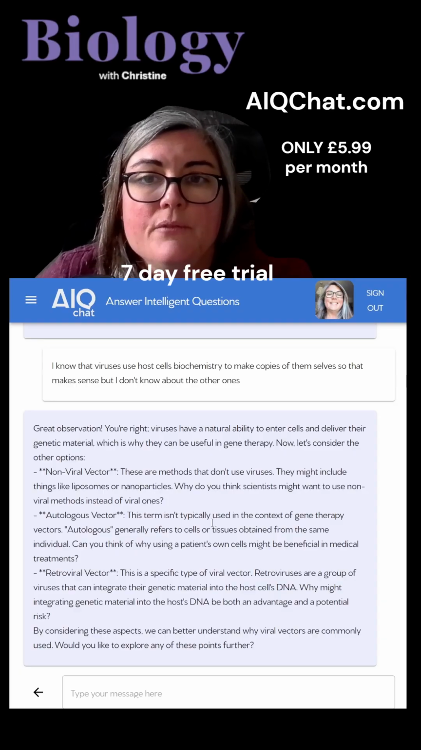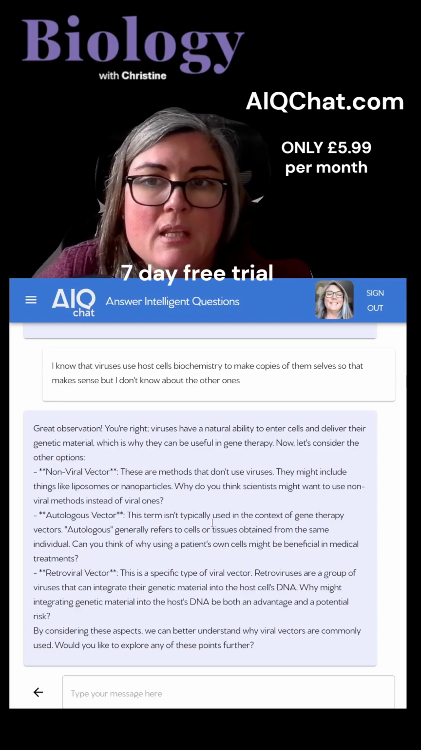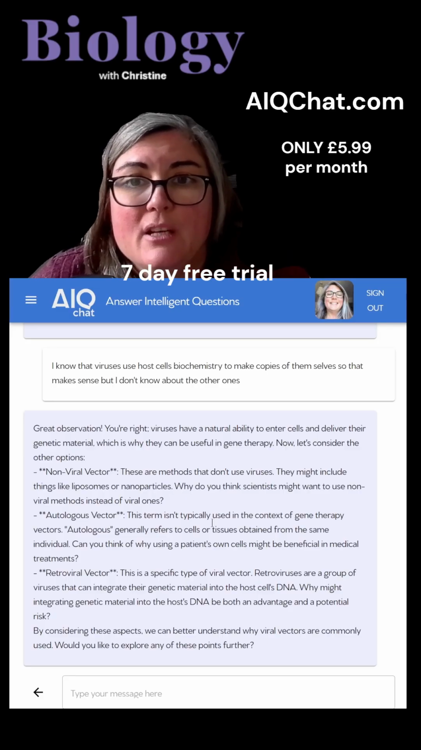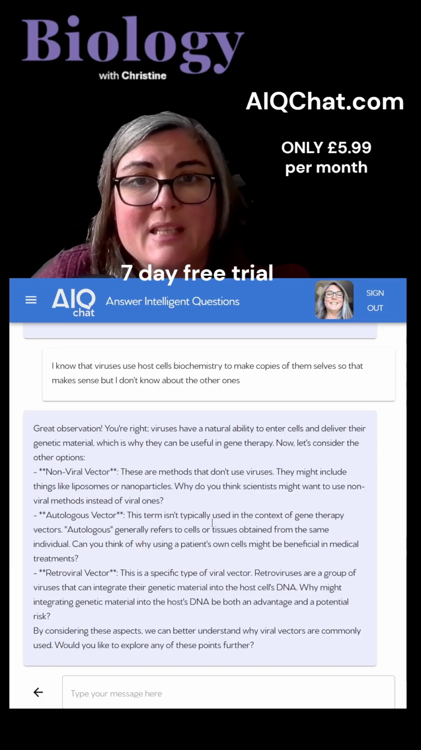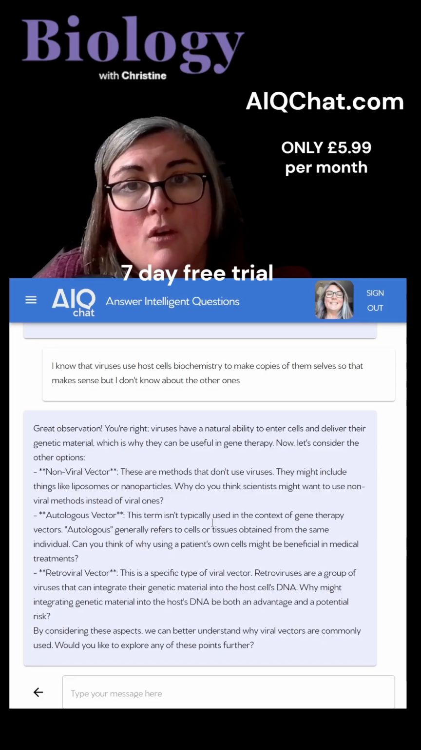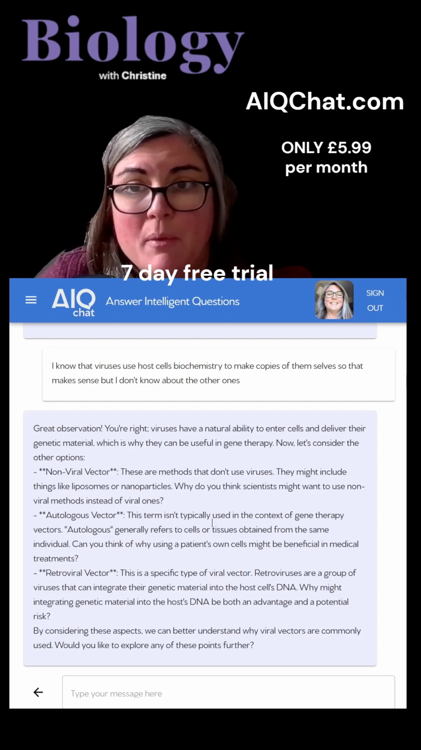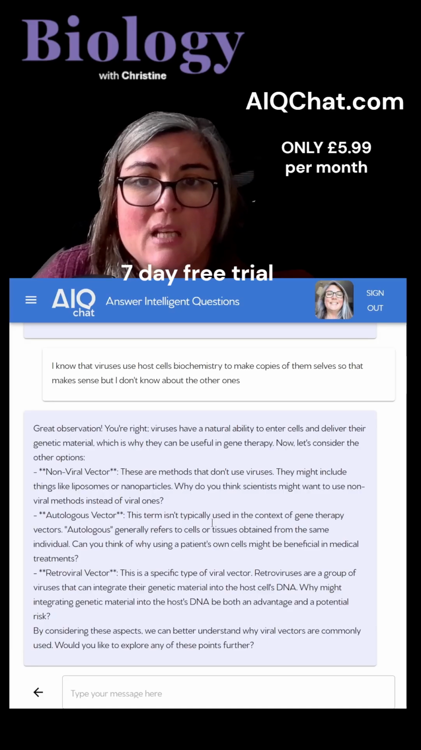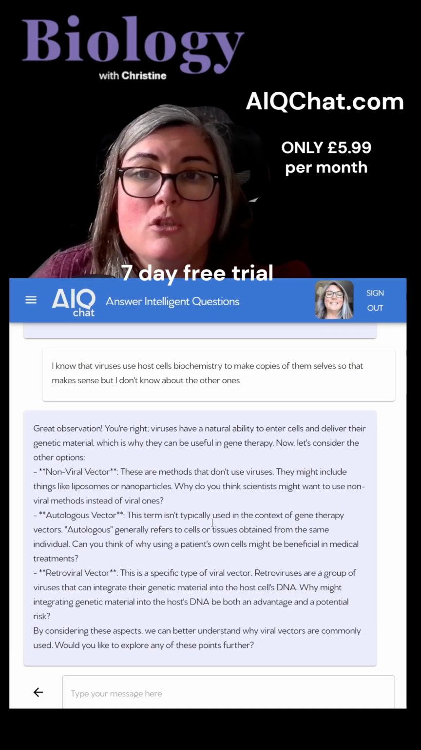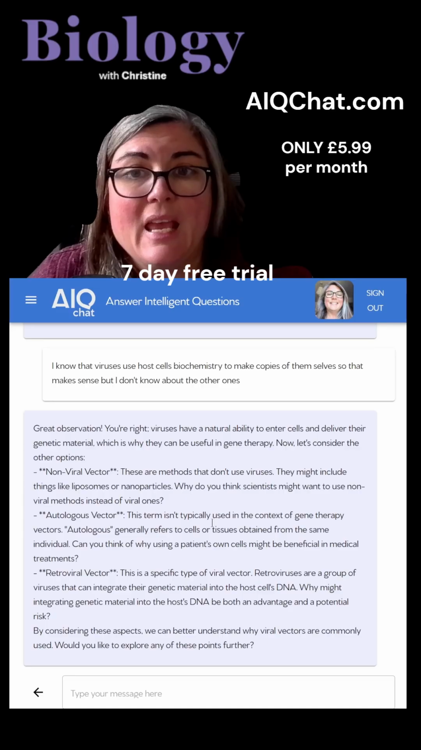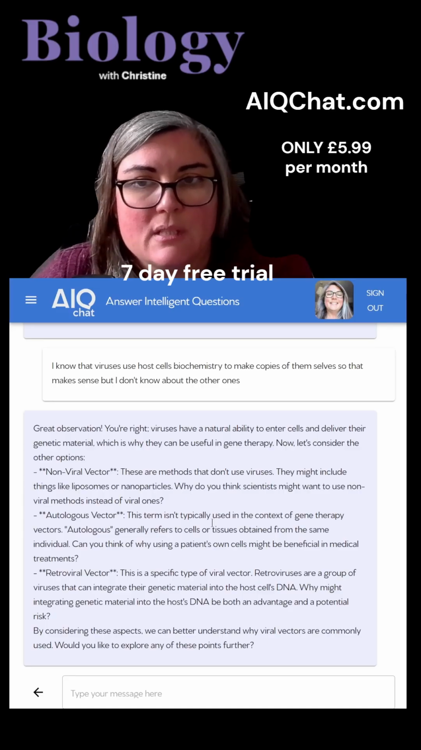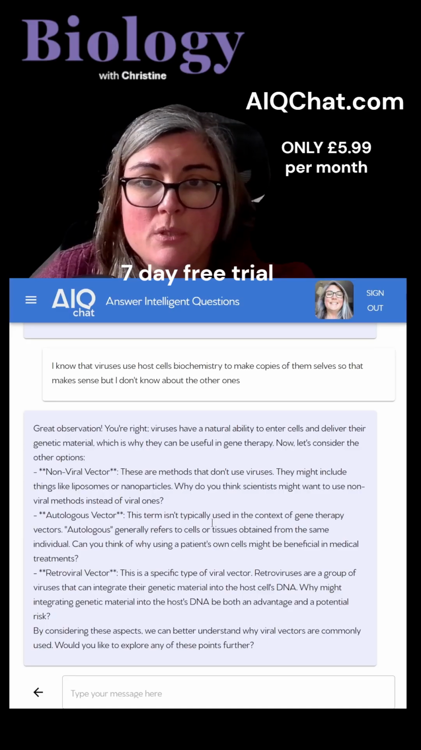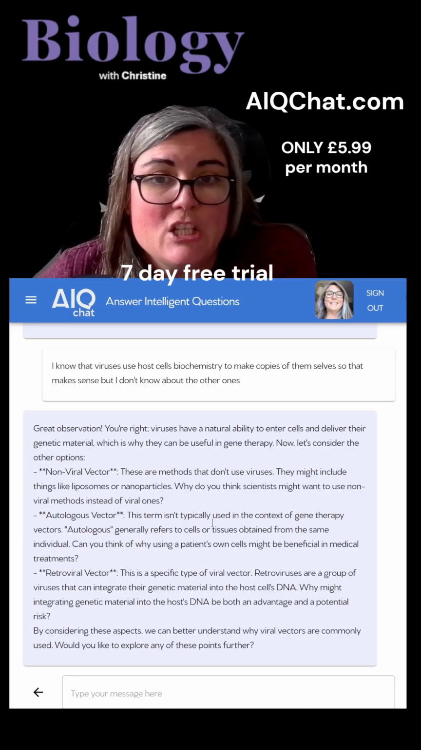Autologous vector, this term isn't typically used in the context of gene therapy. Autologous generally refers to cells or tissues obtained from the same individual. Can you think of why using a patient's own cells might be beneficial in medical treatments? And retroviral vector, this is a specific type of viral vector. Retroviruses are a group of viruses that can integrate their genetic material into the host cell's DNA. Why might integrating genetic material into the host DNA be both an advantage and a potential risk?